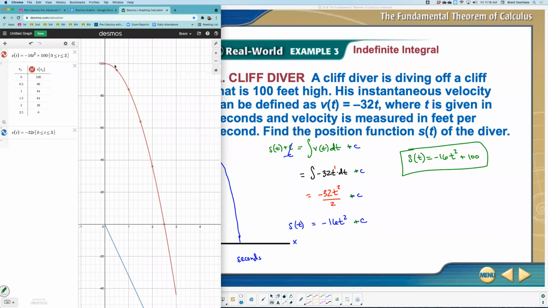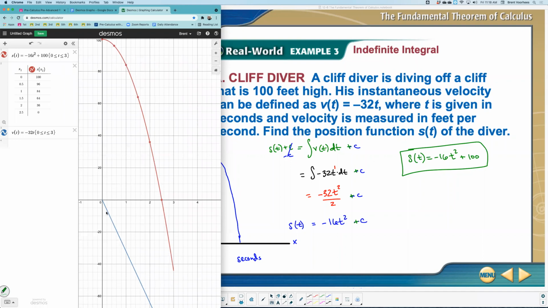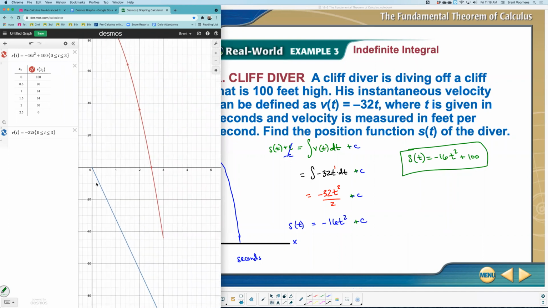Well, I can't seem to figure out how to get what I had going before, but this was representing the position. So s of t is representing the position of the diver, and this would be representing the velocity. The longer he falls, the faster he's moving. So at 1 second, he would be moving at negative 32. That's what that value is. I just know because of the equation. Negative 32 feet per second.